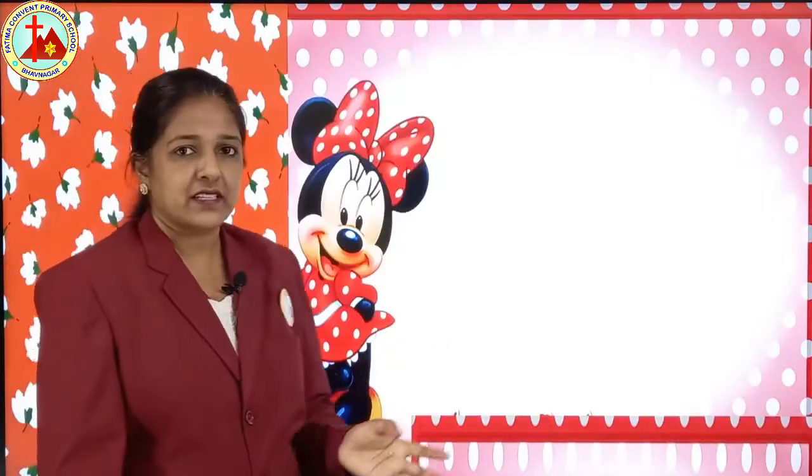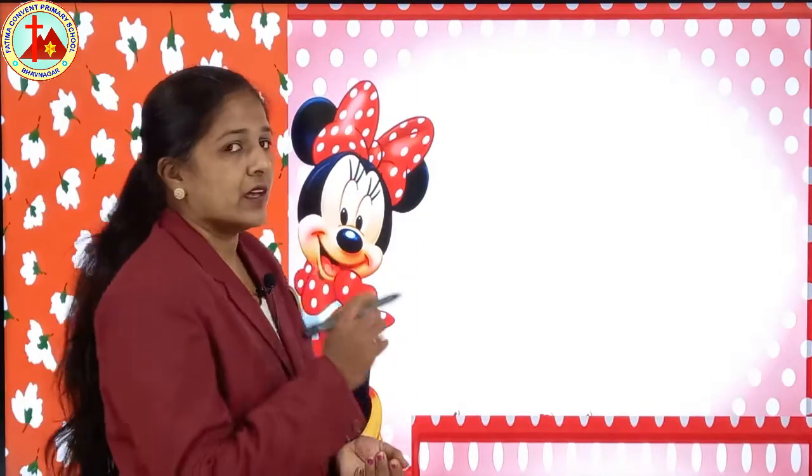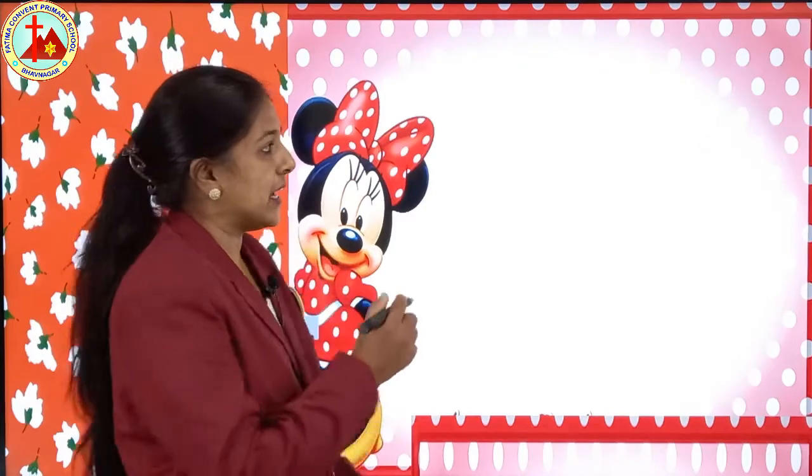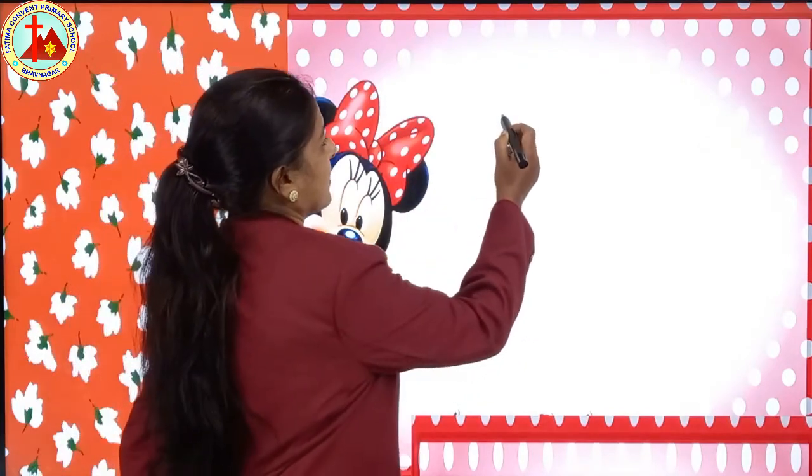So first what we are going to do? We are going to practice to write in a plain page. We are going to trace and learn to write capital C first. So children, look carefully and practice and write how Miss is writing. Write slowly and carefully.